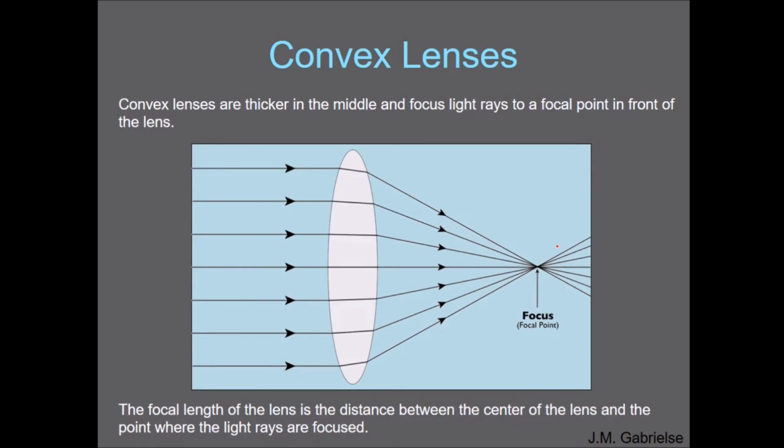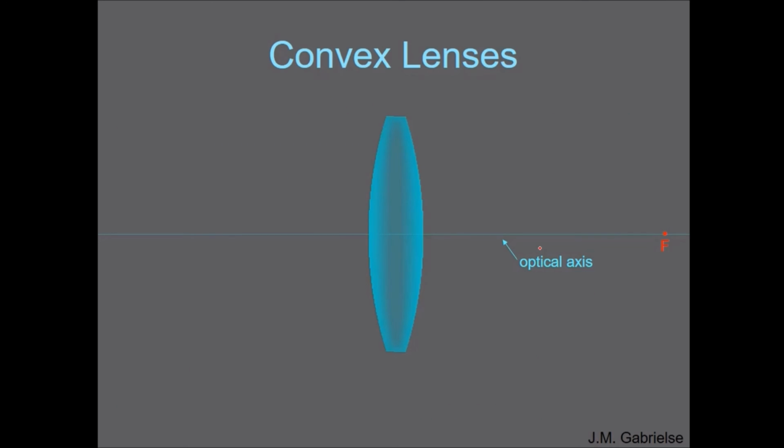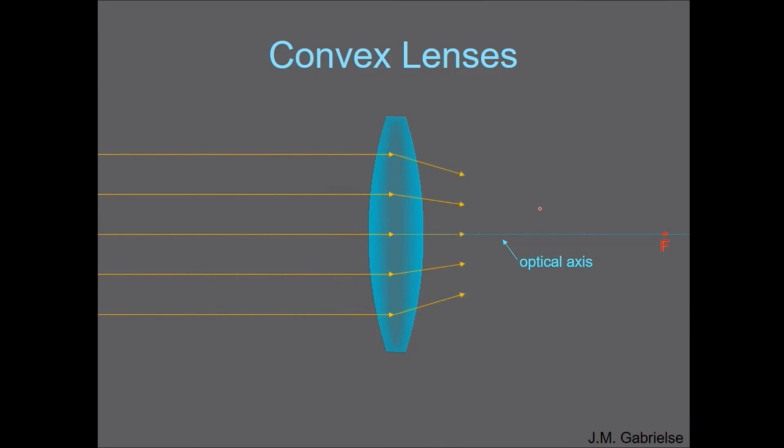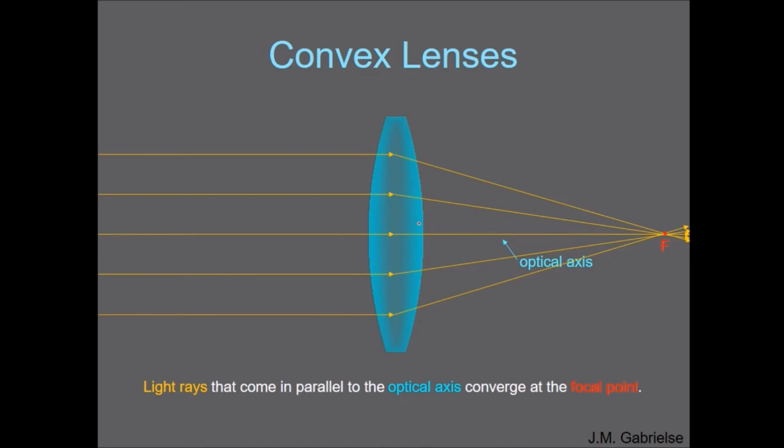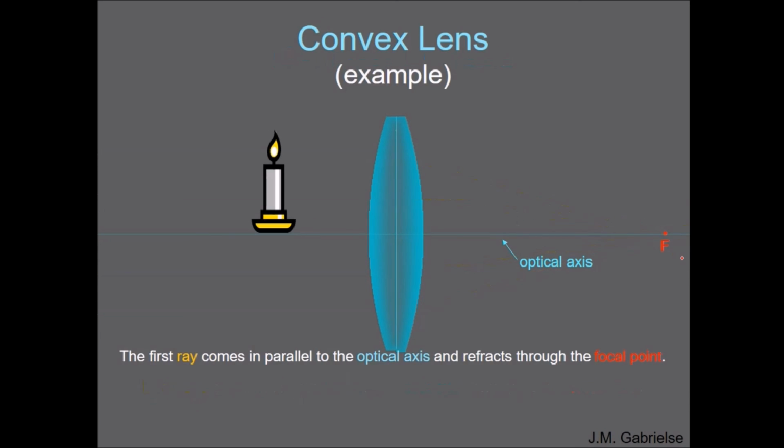Convex lenses are thicker in the middle and focus light rays to a focal point in front of the lens. This is the focus. The focal length is the distance between the center of the lens and the point where the light rays are focused. Convex lenses. This is the optical axis. This is the focus. So light rays that come in parallel to the optical axis converge at the focal point.